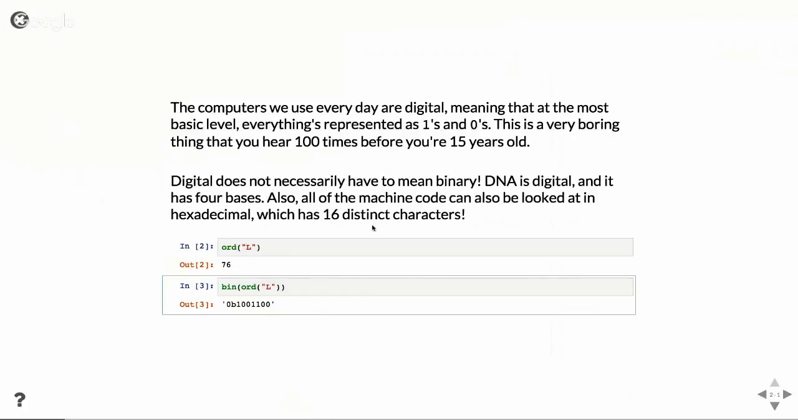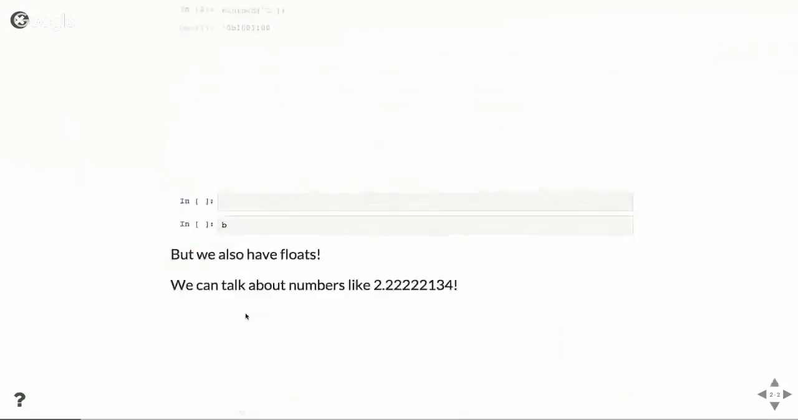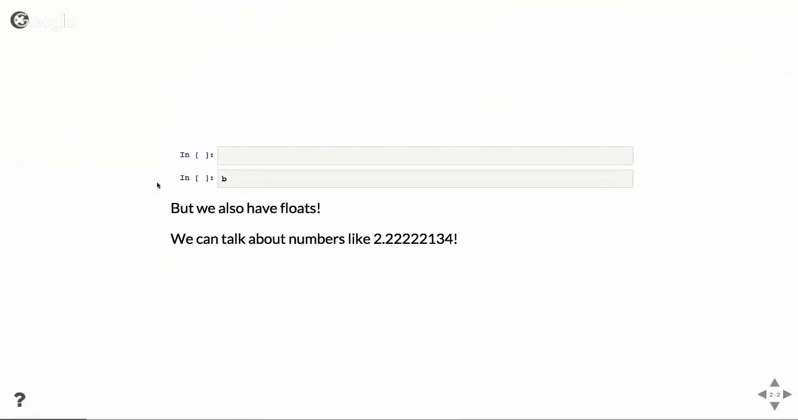Everything we deal with in computers ends up boiling down to binary. Binary is very discrete. You've got 0 or 1. But we do a lot of things that aren't strings of letters. We do a lot of things with more than just integer numbers. So what's that all about? We also have floats.